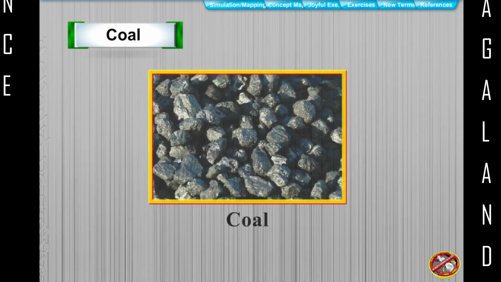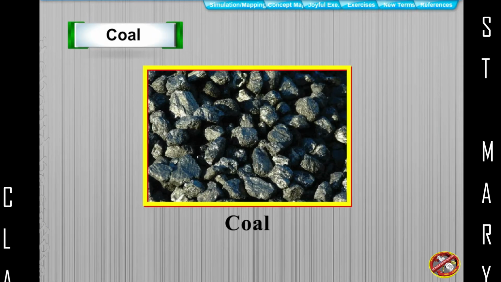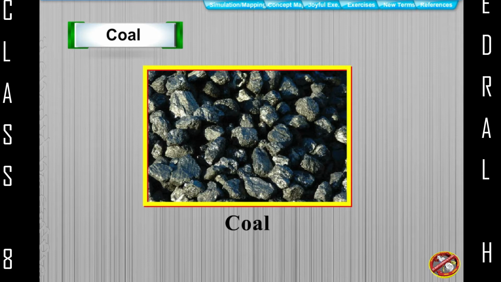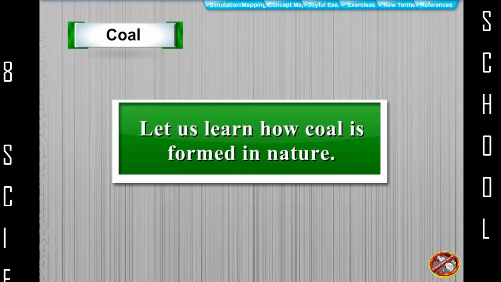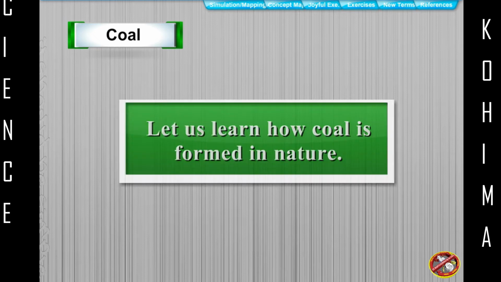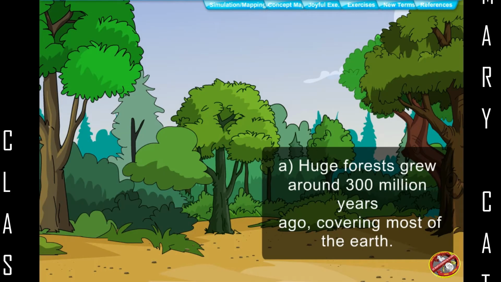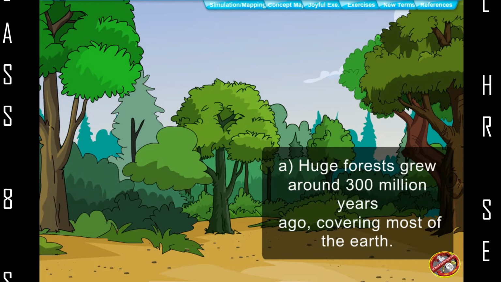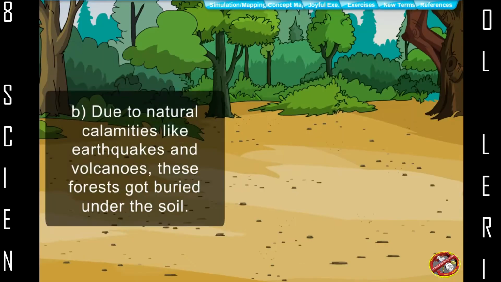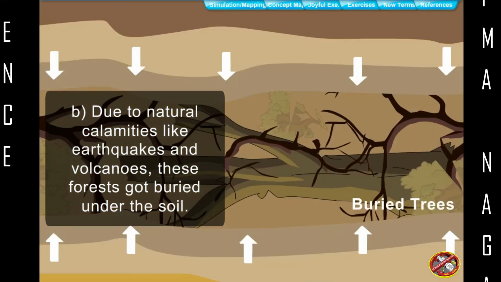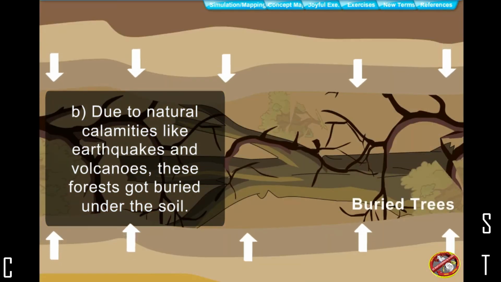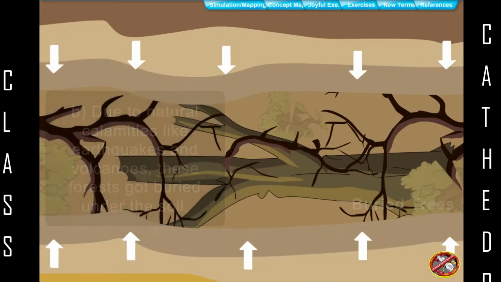Coal. Coal is a fossil fuel. It is as hard as stone and is black in color. Let us learn how coal is formed in nature. Huge forests grew around 300 million years ago, covering most of the earth. Due to natural calamities like earthquakes and volcanoes, these forests got buried under the soil.